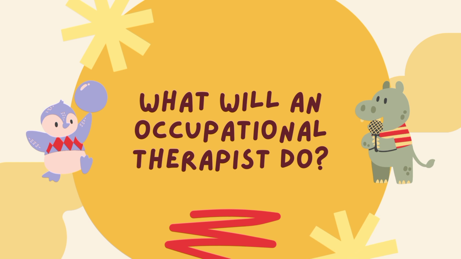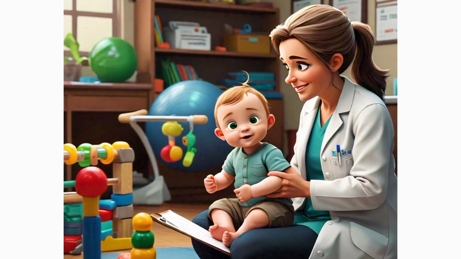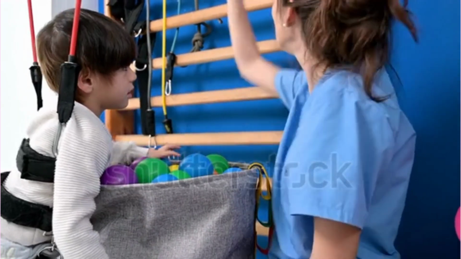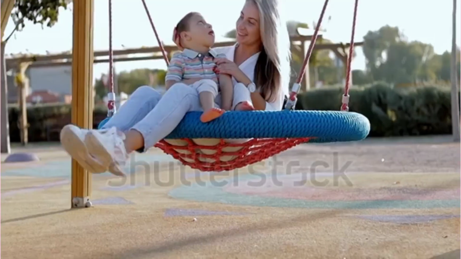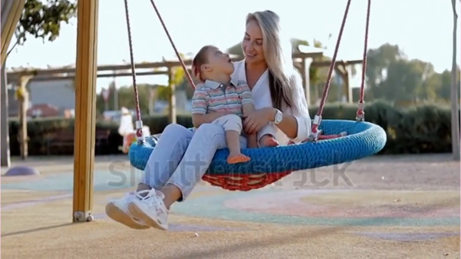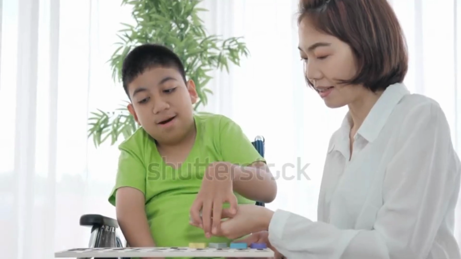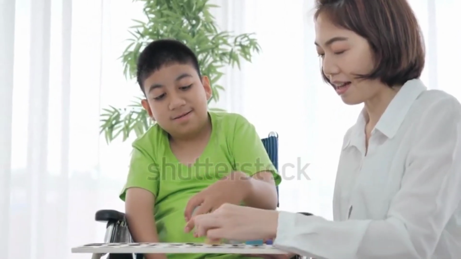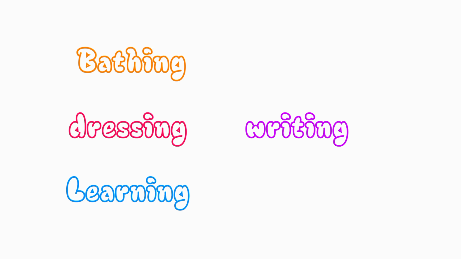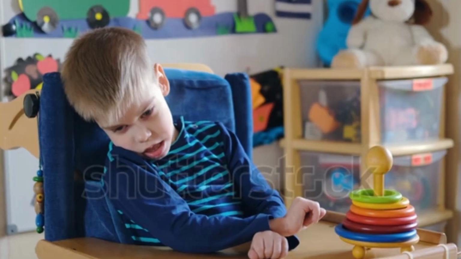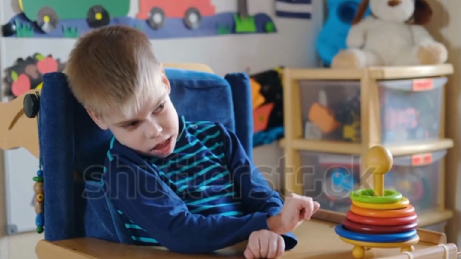Cerebral palsy affects lots of functions. Occupational therapists provide interventions depending on the age, functions affected, and severity of the condition. Occupational therapists would assess the condition and provide an individualized treatment plan. They address difficulties in performing daily skills and activities depending on the age, such as neck control, sitting, crawling, feeding, bathing, dressing, writing, learning, and so many others. Sometimes assistive devices and aids are recommended and provided to enable a person with cerebral palsy to live independently.